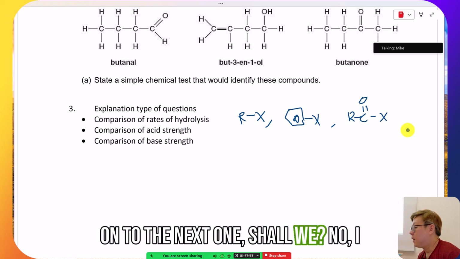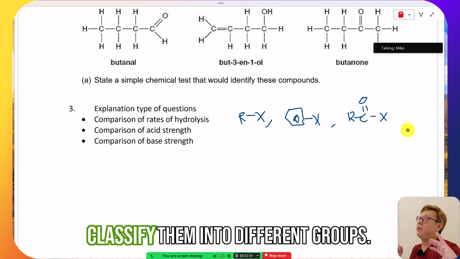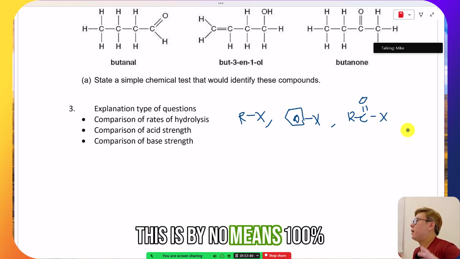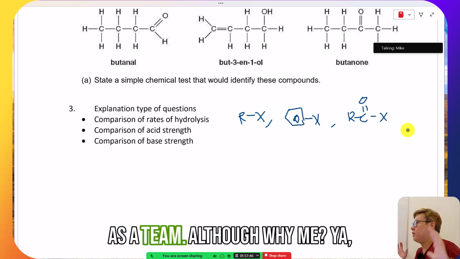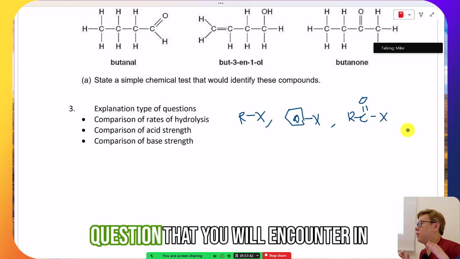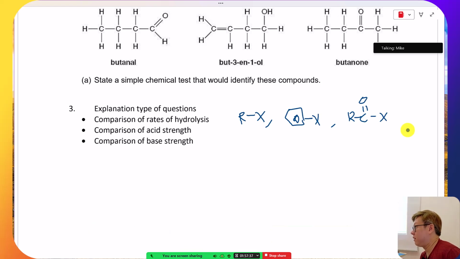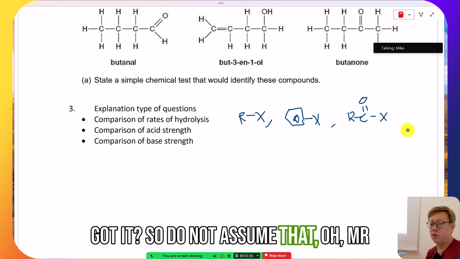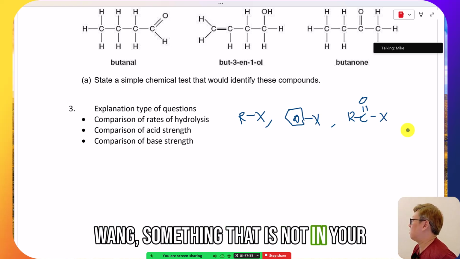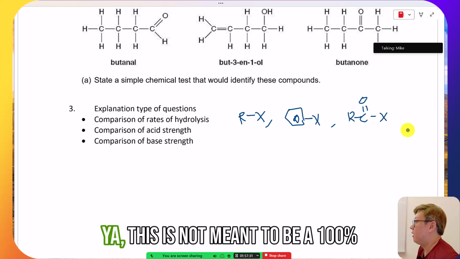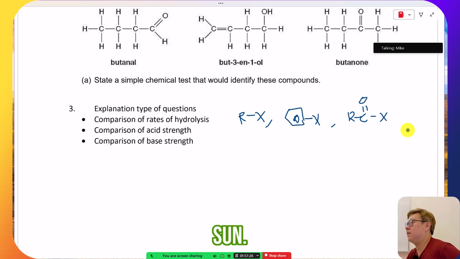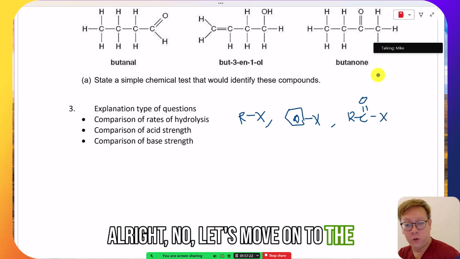Now I want to tell you all, even though I classify them into different groups, this is by no means 100% exhaustive. They are the more general kind of question that you will encounter in exam, but they are not everything. So do not assume that, oh, Mr. Wang, something that is not in your study guide comes out for exam. This is not meant to encompass everything under the sun. Alright, now let's move on to the fourth one.